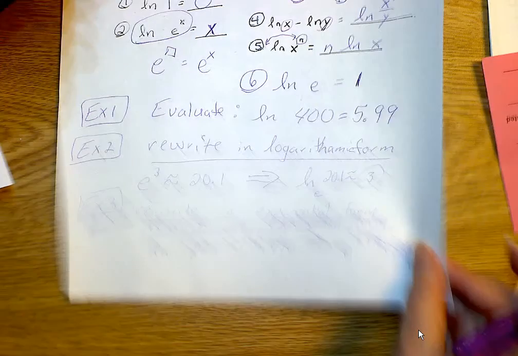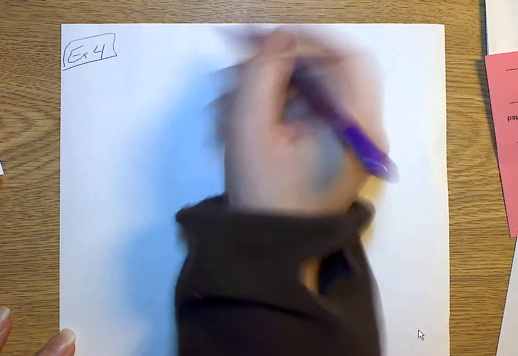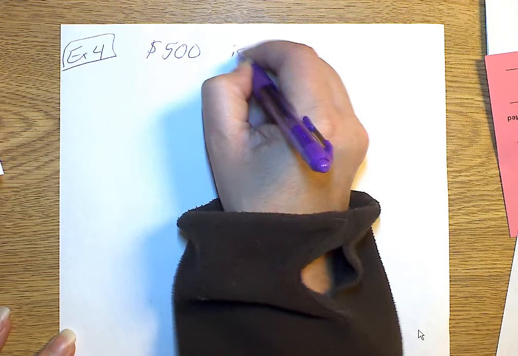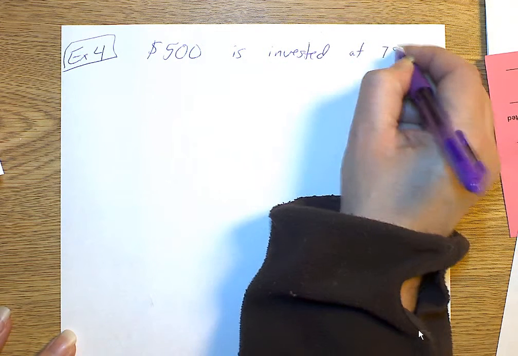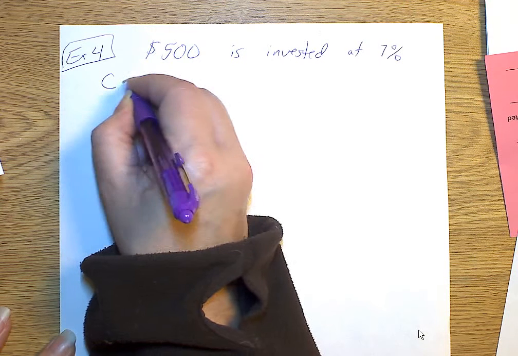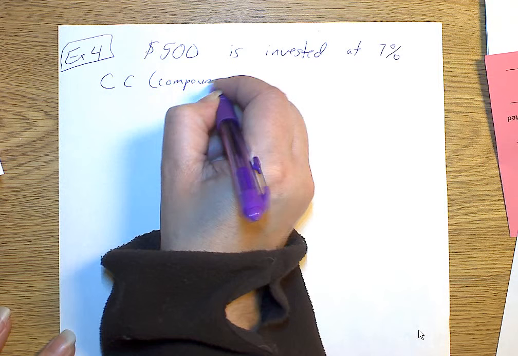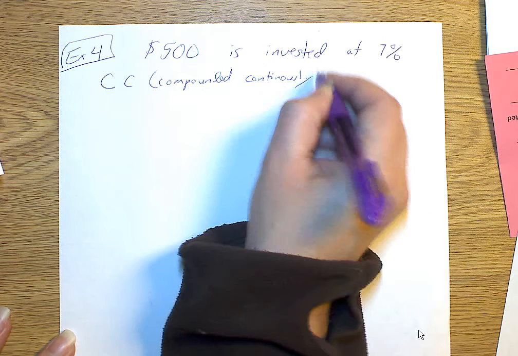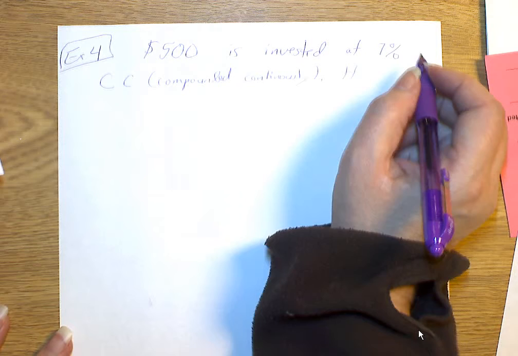All right, last example, example 4. $500 is invested at 7% compounded continuously. The question is, how many years will it take to be $1,000 in the account?